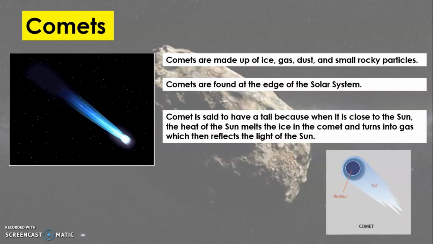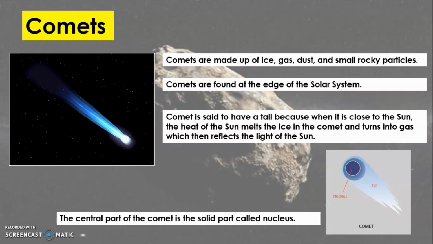Now, parts of comet. Comets have nucleus. Nucleus is the central part of the comet. It is the solid part of the comet.